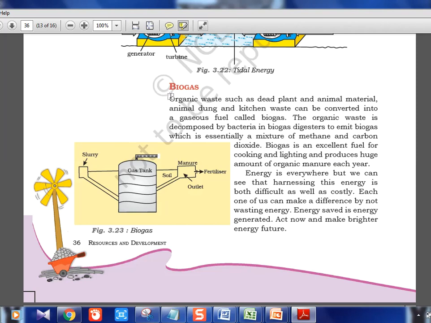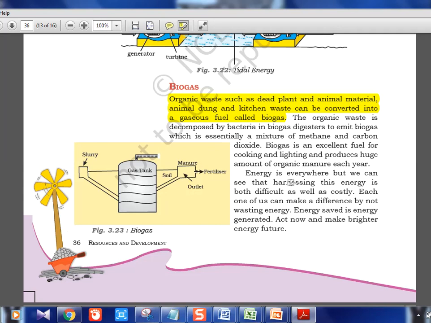Biogas: organic waste such as dead plant and animal material, animal dung and kitchen waste can be converted into gaseous fuel called biogas. But this one we saw, it will cause the greenhouse effect. The organic waste is decomposed by bacteria in biogas digesters to emit biogas, which is essentially a mixture of methane and carbon dioxide. Biogas is an excellent fuel for cooking and lighting and produces a huge amount of organic manure each year.